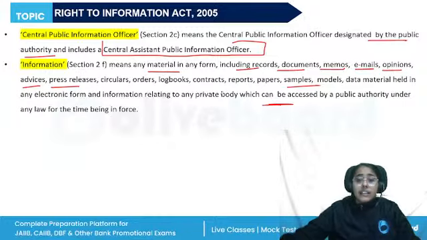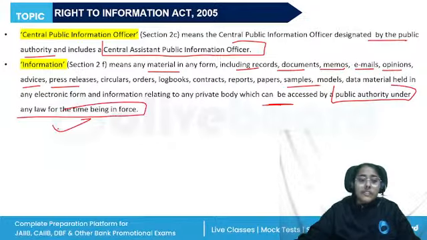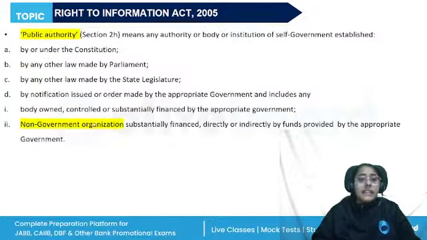Anything that can be accessed by a public authority under any law for the time being in force will come under the definition of information. Anything that can be publicly accessed or the public authority can access, the citizens or the public will also have access to, right? Then if we talk about public authority, it refers to any body or institution of self government.